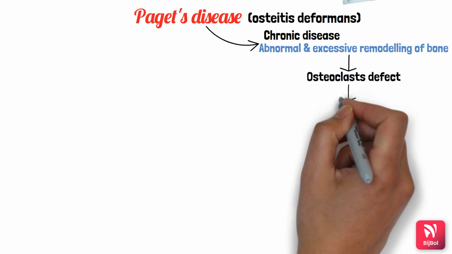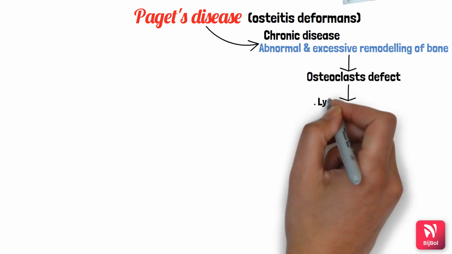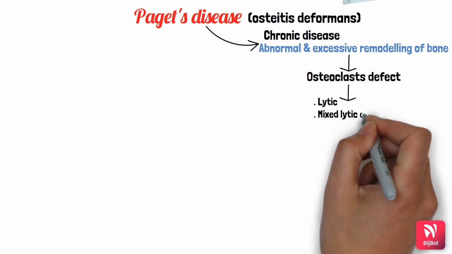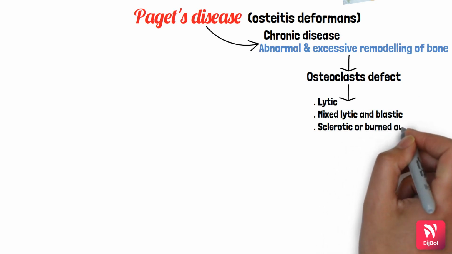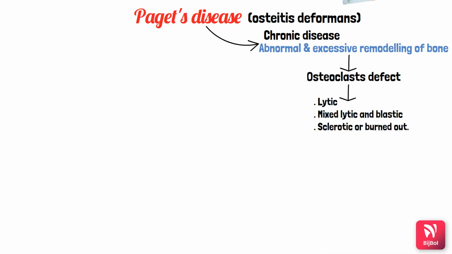goes in 3 stages. That is the lytic phase, wherein increased osteoclastic activity will be there. Next is the mixed lytic and blastic stage, wherein both osteoclastic and osteoblastic activity will be there. And finally there will be the sclerotic phase, wherein there will be increased osteoblastic activity. So all these irregular lytic and blastic phases result in this abnormal and excessive remodeling of the bone.